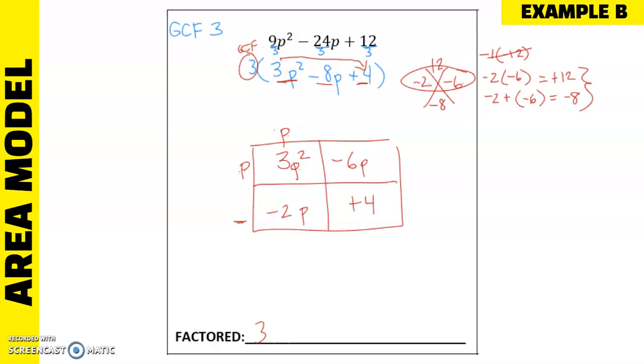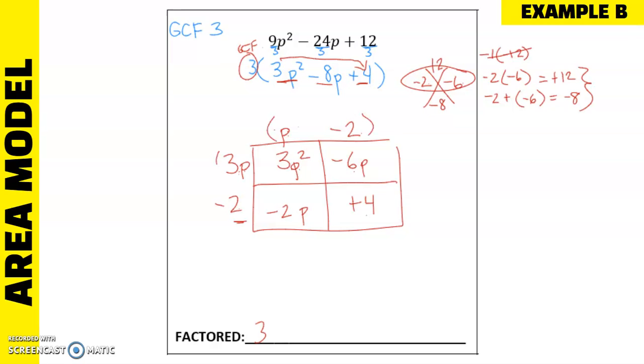So again, that's thinking ahead, right? So if I put 3 here, 3p times p is 3p squared. And if I do negative 2, 3p times negative 2 is negative 6p. So that works, okay? And now I go ahead and figure out the rest of my puzzle. Well, p times what equals negative 2p? Times negative 2. And then I check negative 2 times negative 2. That's positive 4.